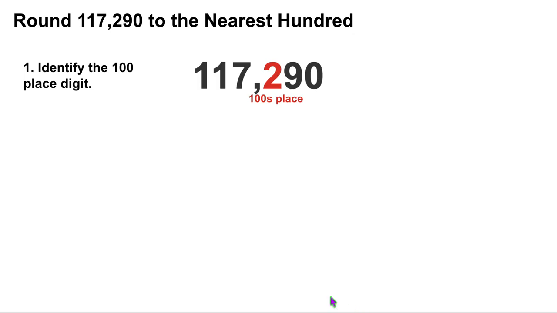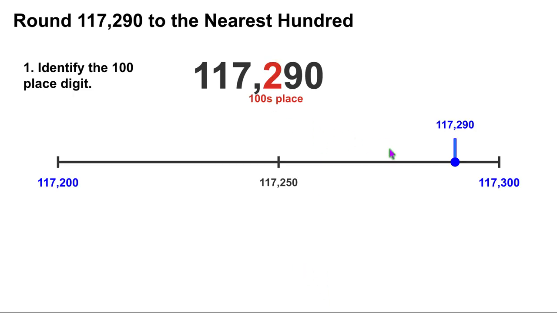So the first thing you would do is identify the hundreds place, which is the 2. Next, if you make a number line and you're thinking about what 290 falls between, 290 falls between 200 and 300. So you can see how 117,290 is closer to 117,300 than it would be to go all the way back to the 200.